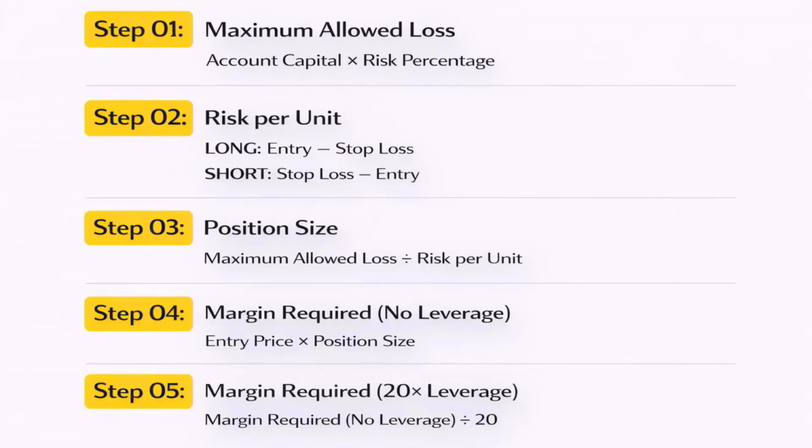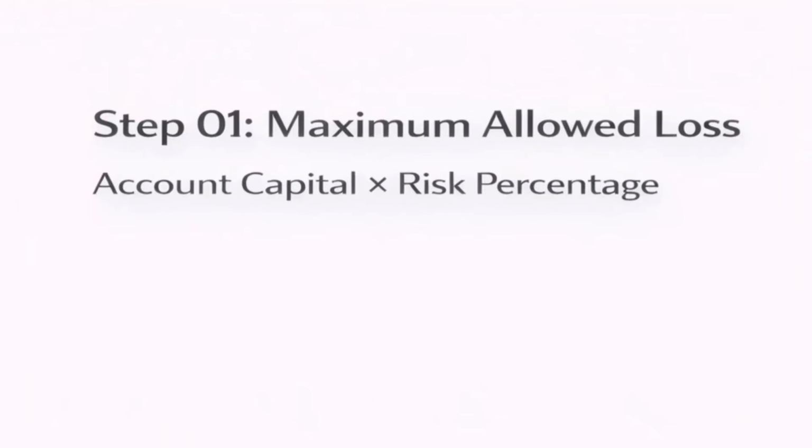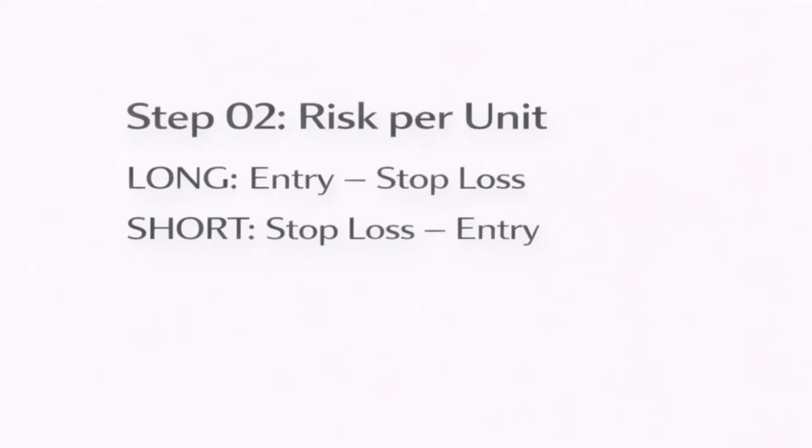Okay, I hope you did the calculations by yourself. Now I'm going to do the calculations here so you can compare your results with mine. Let's start by finding the maximum allowed loss. Our capital is $1,000 and the risk is 2%. So 1,000 multiplied by 0.02 equals $20. Next, we find the risk per unit. Since this is a long trade, risk per unit equals entry minus stop loss.